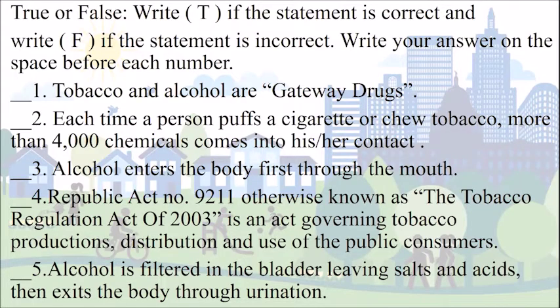Number 2. Each time a person puffs a cigarette or chews tobacco, more than 4,000 chemicals come into his or her contact. Number 3. Alcohol enters the body first through the mouth. Number 4. Republic Act No. 9211, otherwise known as the Tobacco Regulation Act of 2003, is an act governing tobacco production, distribution, and use of the public consumers. And number 5. Alcohol is filtered in the bladder, leaving salts and acids, then exits the body through urination.